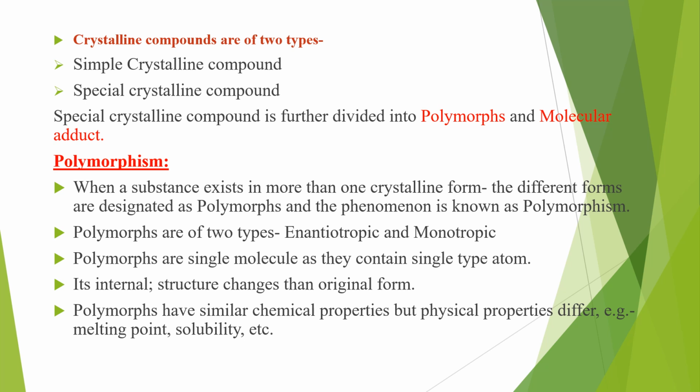Polymorphs are also further divided into enantiotropic and monotropic compounds. Polymorphs are a single molecule, as they contain a single type of atom, but the internal structure changes from the original form. The most important thing is that polymorphs have similar chemical properties, but they have different physical properties like melting point, solubility, and so on.